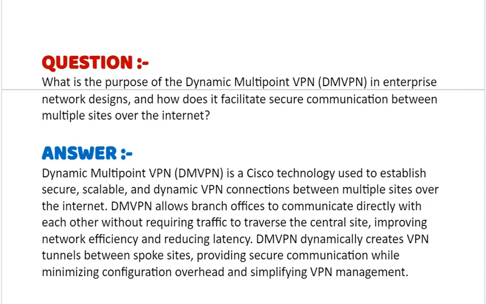DMVPN allows branch offices to communicate directly with each other without requiring traffic to traverse the central site, improving network efficiency and reducing latency. DMVPN dynamically creates VPN tunnels between spoke sites, providing secure communication while minimizing configuration overhead and simplifying VPN management.